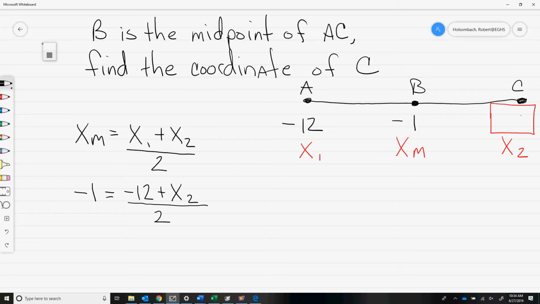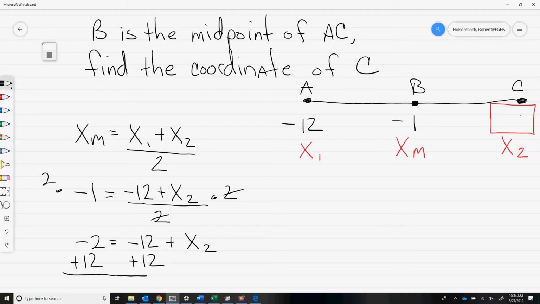If you take that equation now and solve for the x sub 2, you can multiply both sides by 2. The 2's on the right will cancel. And on the left you've got 2 times -1, which is -2, equals -12 plus x sub 2. And you could add 12 to each side, right? And -2 plus 12? 10. So 10 equals x sub 2. So right in here goes your 10.